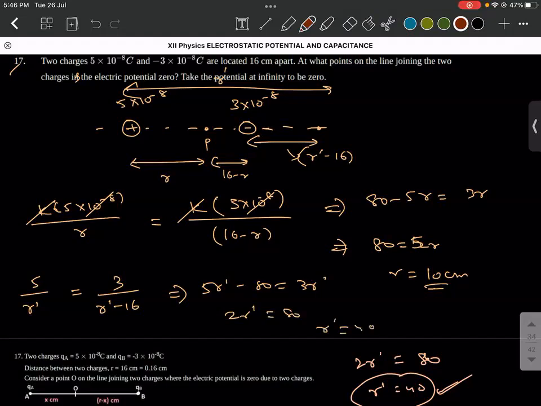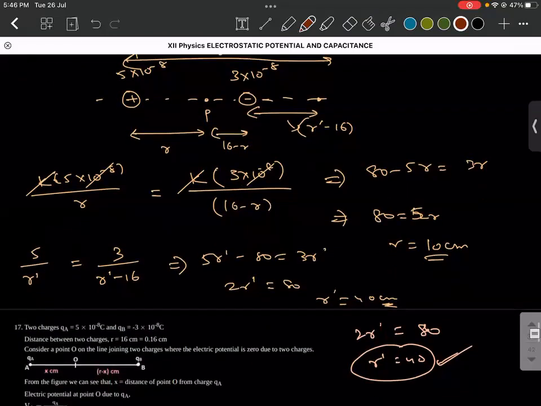R dash is 40 centimeters. So 40 from where? 40 from the positive charge. So the only thing is, when you're telling the number, you need to write from which charge. You will get 2 points. R between the charges, and R dash is on the same side of both the charges.